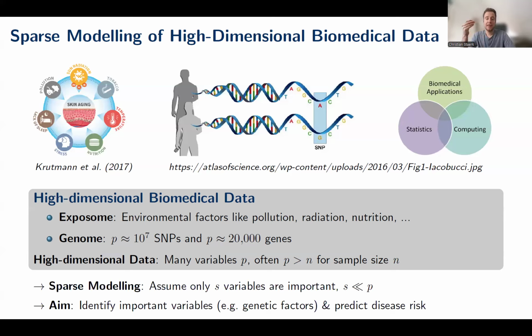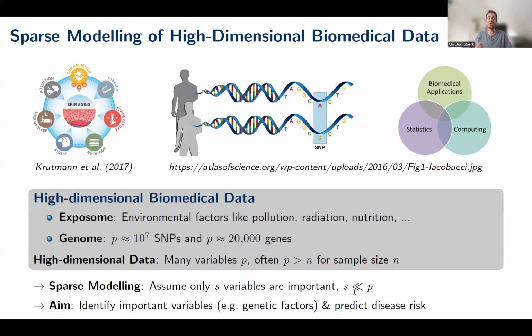Now, if we have such high-dimensional data, we have to assume something, right? And the sparsity assumption is quite natural. So it just says that, in fact, out of these many variables P we collect, maybe only S, where S is much smaller than P, variables are important. So instead of 10 million variables we measure, maybe out of these only 10 or 100 are important.